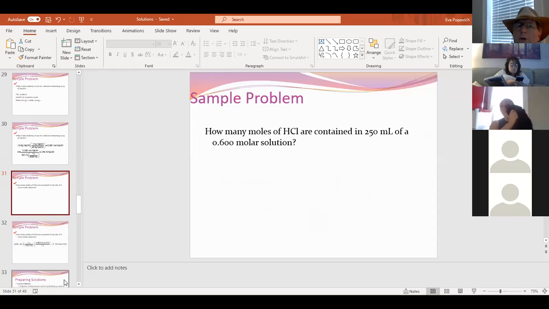Amazingly enough. All right. How many moles are contained in 250 milliliters of a 0.600 molar solution?